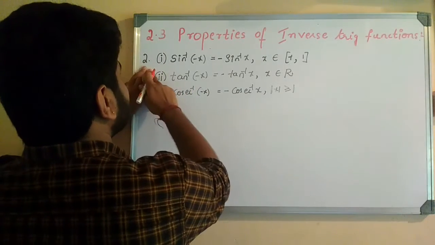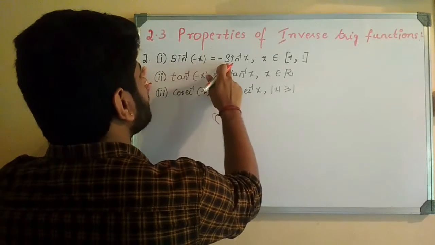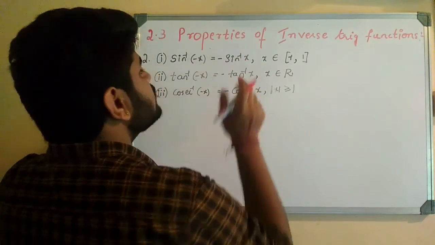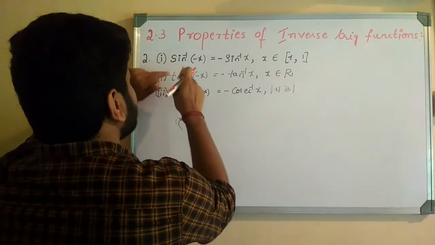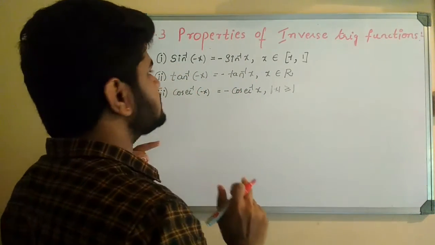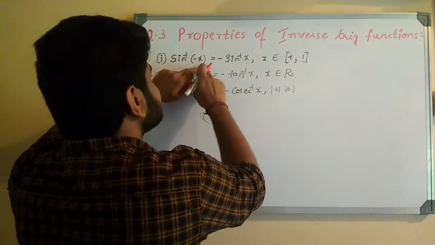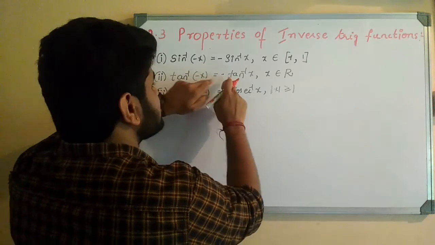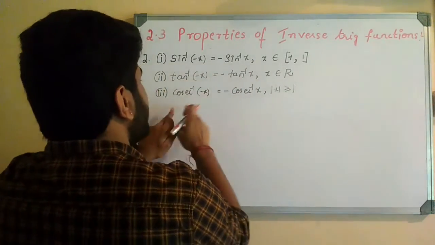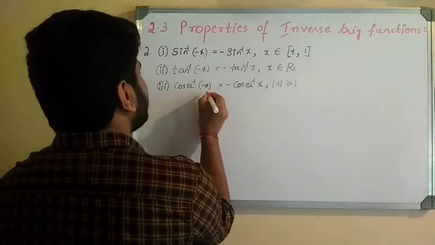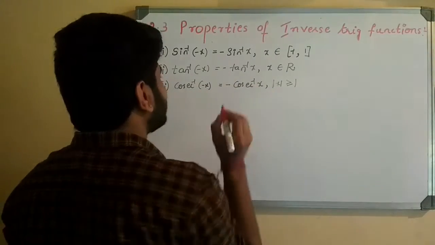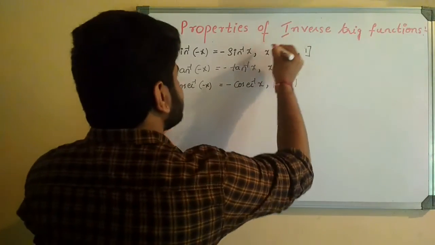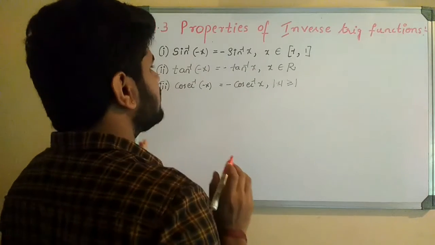So the second property is sin inverse of minus x is equal to minus sin inverse x. Whenever sin, tan and cosecant come, then sin inverse of minus x is equal to minus sin inverse x, tan inverse of minus x is equal to minus tan inverse x, and cosecant inverse of minus x is equal to minus cosecant inverse x. In these intervals, this property will hold.